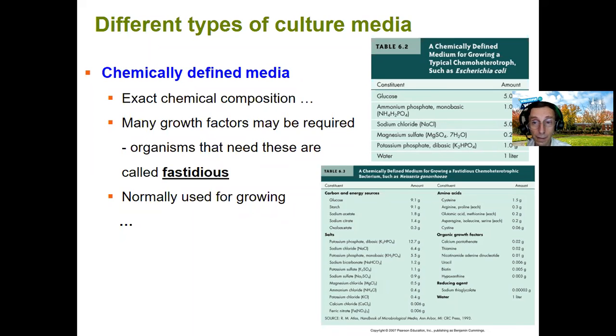Everyone understand the chemically defined media? You know all of the molecules in the media.